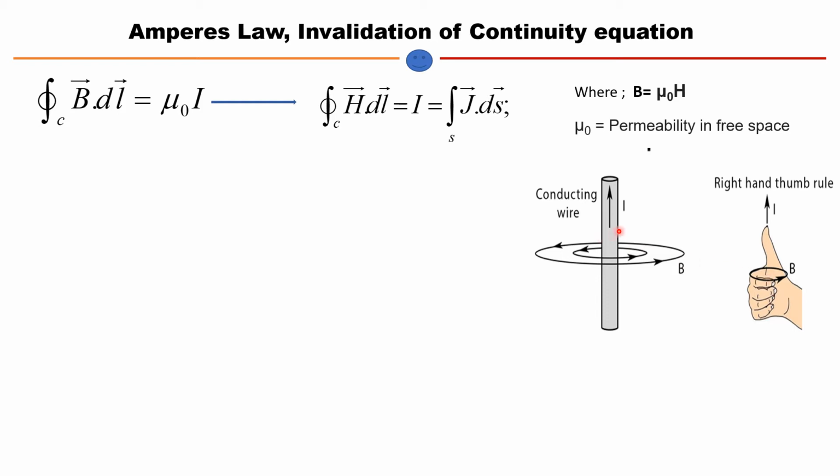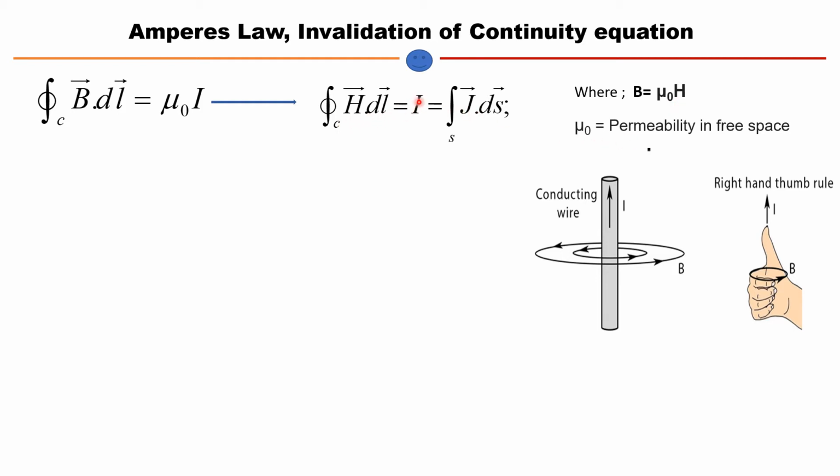In whichever direction our current is going, we point the thumb in that direction, and the curling of the fingers will indicate the direction of the magnetic field. Now let's see how the curling can be incorporated in a mathematical equation. From B dot dl, if we keep the term mu 0, B by mu 0 will become H dot dl. Here B is mu 0 H. Mu 0 is the permeability of free space.